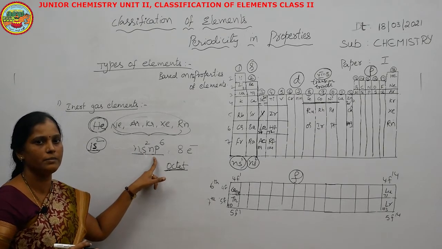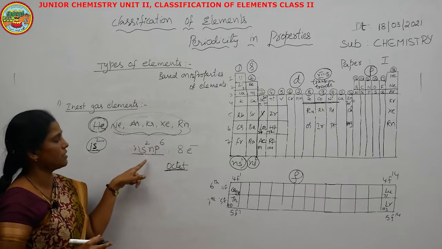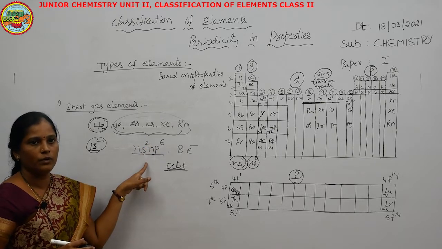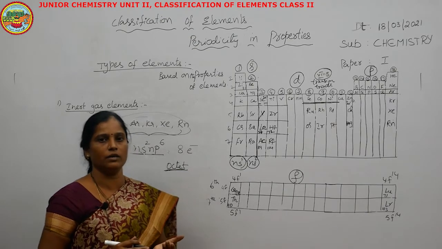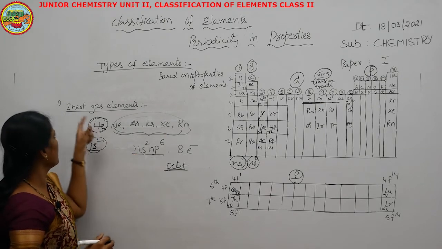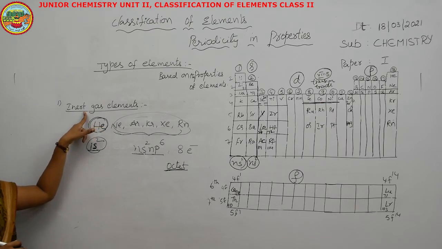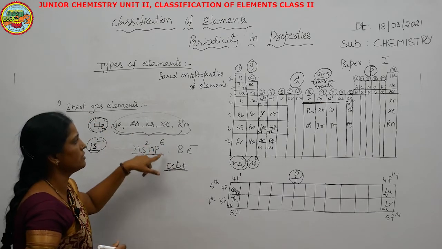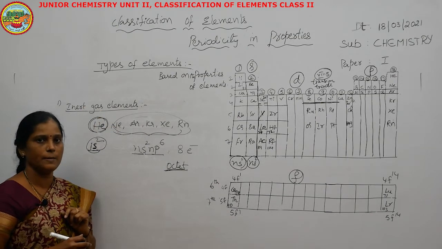They do not participate in any chemical reaction because they have already attained the stability. So there is no need to lose an electron, gain an electron, or share an electron to get the stability. That's why they are called inert elements, and all these are gaseous elements. So that's why they are called inert gas elements.